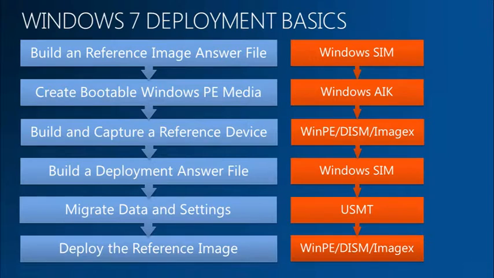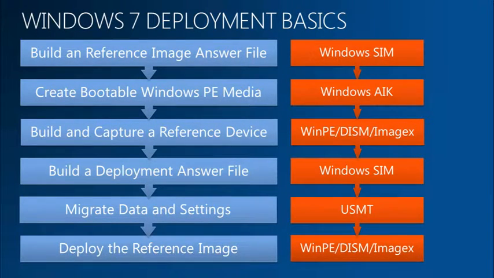USMT is now part of the Windows Automated Installation Kit, so that can be used for migrating user settings and data during refreshes and replaces and that kind of thing. And then finally, deploying the reference image to a machine with DISM and/or ImageX. So you have a toolkit available to do all this manually for creating an image, capturing it as an image, and then deploying it out to a machine. You can do it all manually.